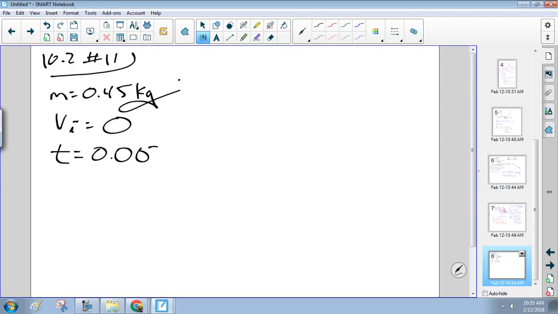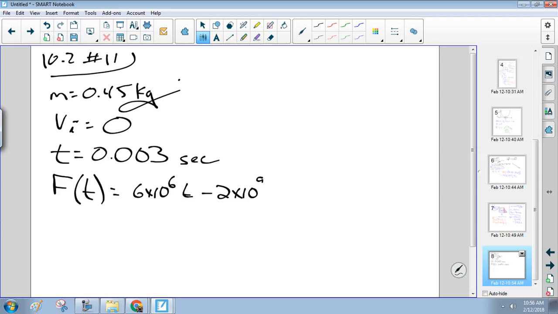And the force of the kick is given by this: 6 times 10 to the 6th t minus 2 times 10 to the 9th t squared newtons for that time. So A says find the magnitude of the impulse on the ball due to the kick.